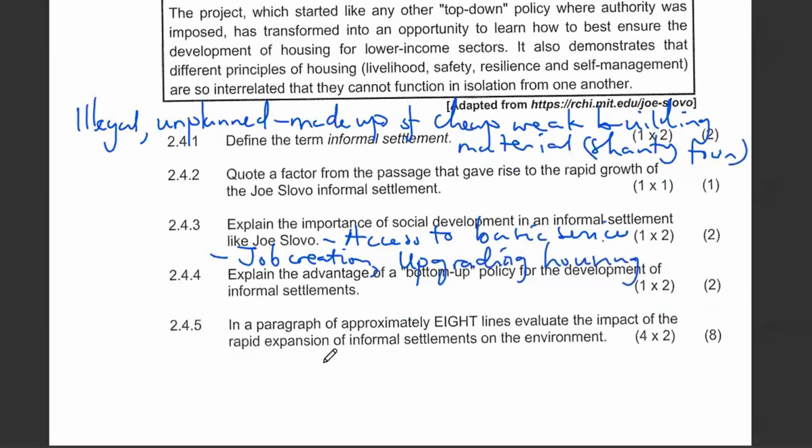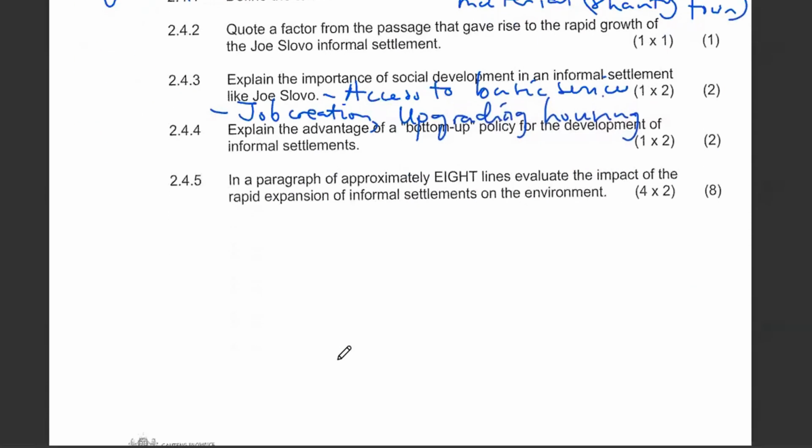Explain the advantage of bottom-up policy for development of informal settlement. Bottom-up is a development approach that starts from the people in the informal settlement to the authorities, not the authorities imposing on the people, but the people coming out with ideas and putting forward ideas to the authorities. Why is it important?